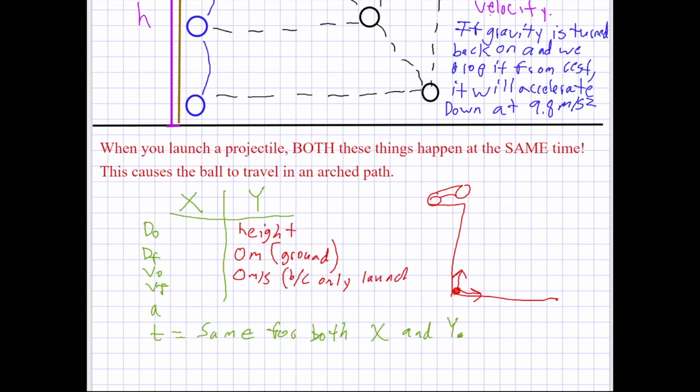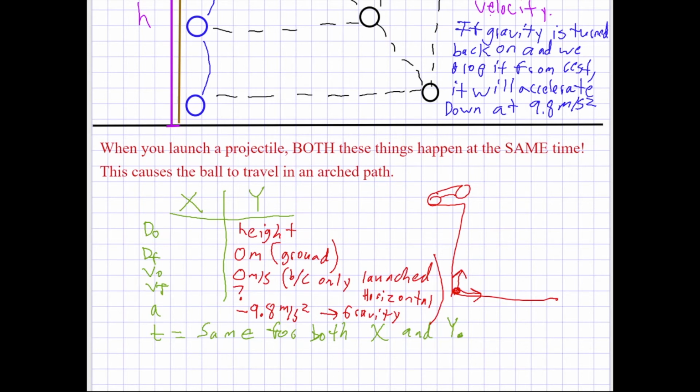Our final velocity? Well, our final velocity in the y is going to be unknown, most likely. We're not going to know that answer. And our acceleration, again, is always going to be negative 9.8 meters per second squared. And this is just because of gravity. So now that we got those key pieces out of the way, let's look at the x side too.